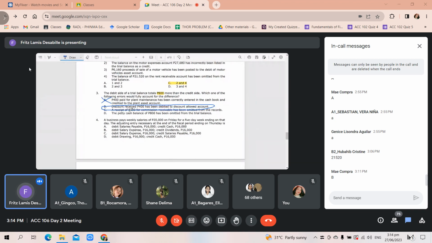Ang C, a receipt of 800 for commission receivable has been omitted from all records. So omission man siya. So wala kay magi-entry. So bisag unsaon nimo, since wala man jud kay magi-entry, so the trial balance would still be equal. So okay ta diha. Letter D, petty cash balance of 800 has been omitted. The same lang gyapon, omission. So obviously medyo naglibog ko nganong letter B.